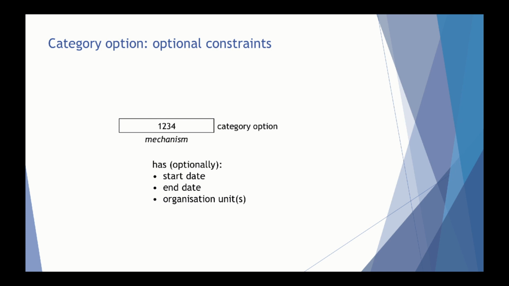One final thing, and that is under category options, you can optionally define a couple of constraints. You can say that a category option has a start and end date if you want, or just one or just the other. You can also define a category option as being associated with one or more organization units. If you define a start date, it means that the category option cannot be used for data entry before that start date. If you define an end date, it means it cannot be used for data entry after that end date. If you define organization units for it, it means it can only be used to enter data for those organization units or their descendants. If you don't define any organization units for it, it means that the category option can be used for data entry for any organization unit.